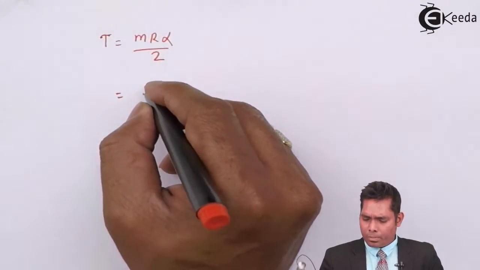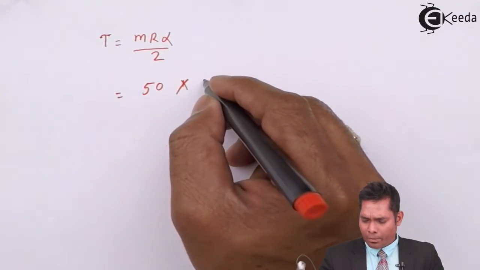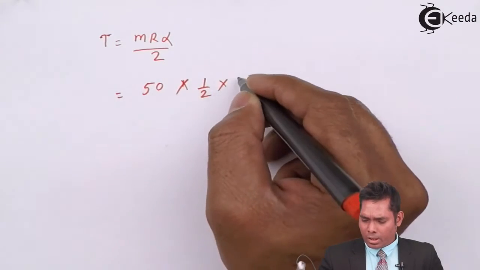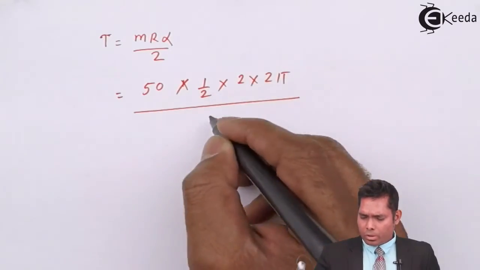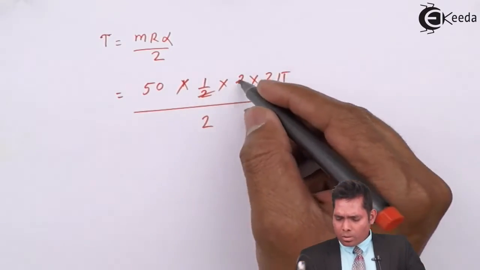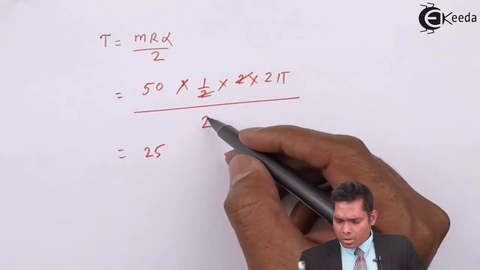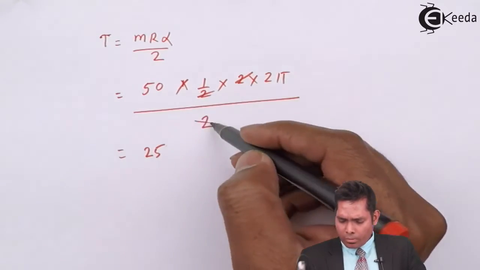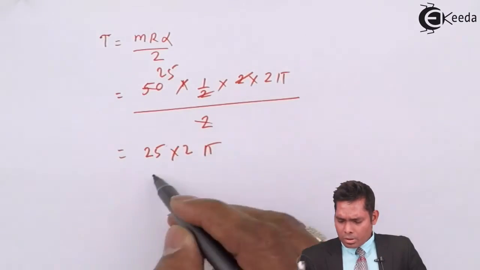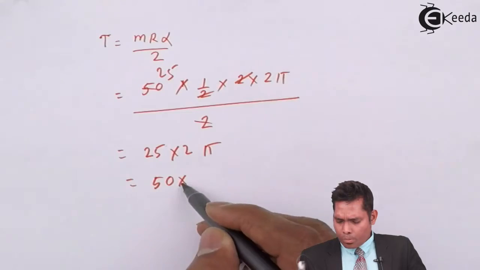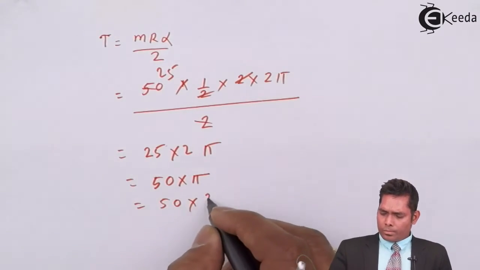M is 50 kilogram, into R is 0.5, that is half, into alpha is 2 times 2 pi, divided by 2. This 2 will cancel out. This is 25, 2 fives are 50. So it is 50 into pi, that is 50 into 3.14.